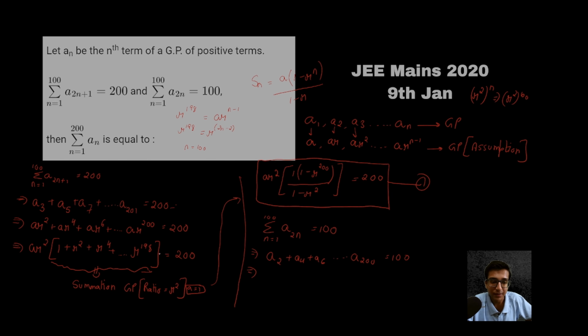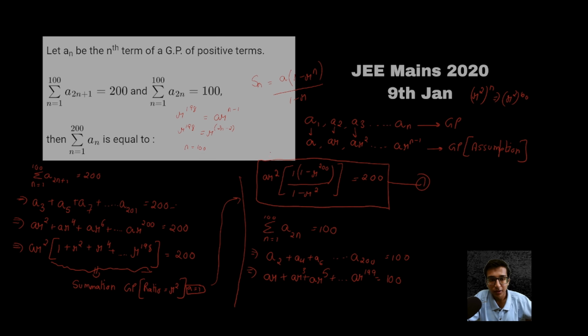And now let's do the same thing that we had done earlier. This would become AR plus AR cube plus AR to the power 5 plus up till AR to the power 199 is equal to 100. Let's take this to the next page. Now from this equation you can see that we can take AR as common. So if we take AR common, we would get 1 plus R square plus R to the power 4 plus up till R to the power 198.